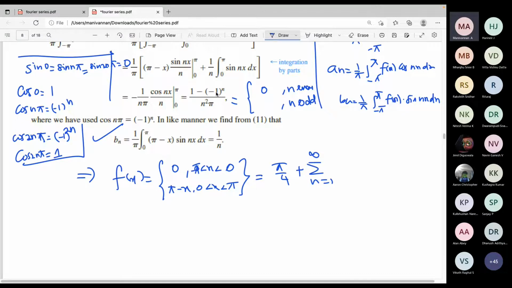An odd number means this is negative, right? What about this, 1 minus of minus 1 to the power 3? So 1 minus of minus 1, so it is 2. Okay, so overall it is 2 divided by n square pi. Is it clear?